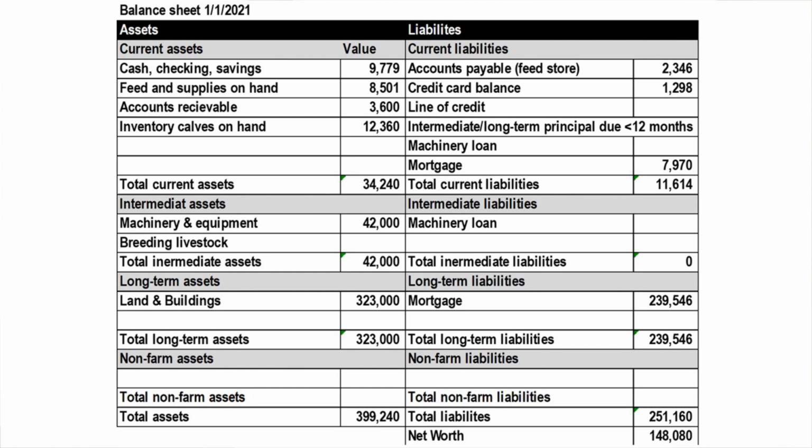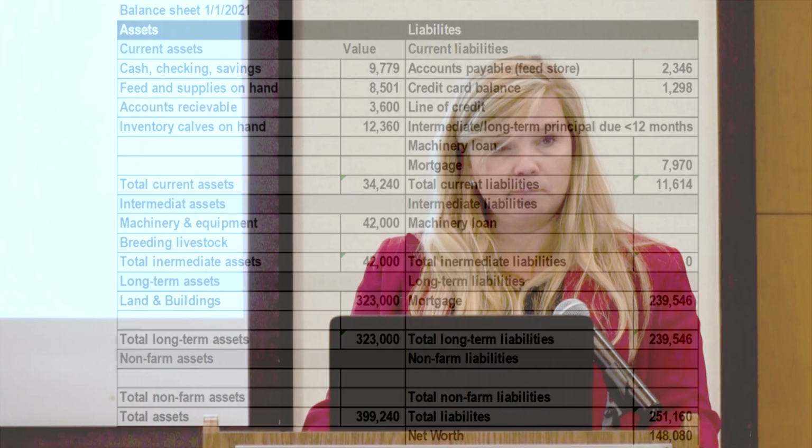Perhaps you own multiple pieces of property. We've got here just one line for land and buildings and one line for mortgage. You may have other properties that you're farming that you would put on here. On your intermediate liabilities, that would be like ground rent and stuff too. So that would be cash flow.